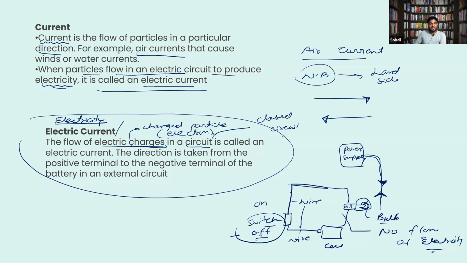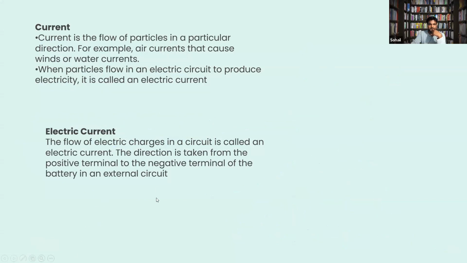So for electric current, for the flow of electricity, you require a closed circuit. It means the switch has to be turned on and the wire should not be broken anywhere. So that is the thing. Hope you are getting these things. The condition required is that the circuit should be closed.